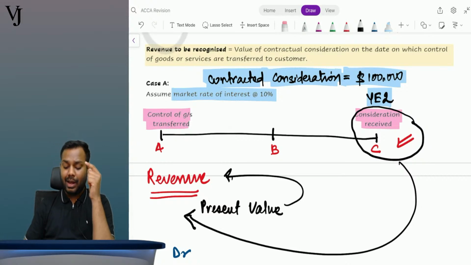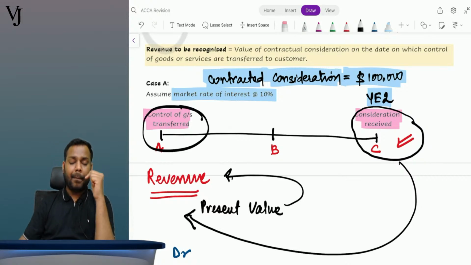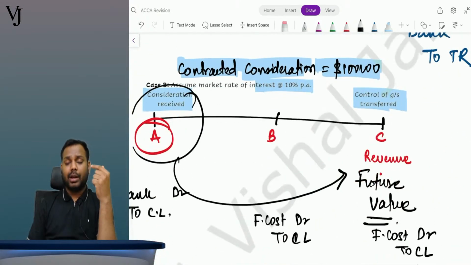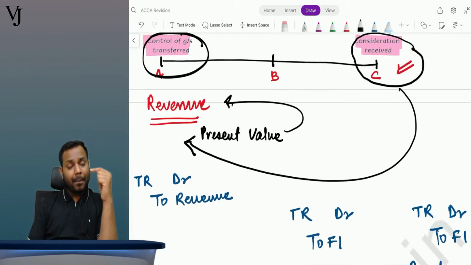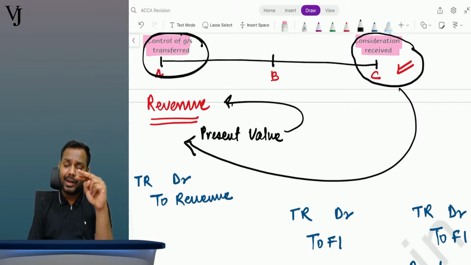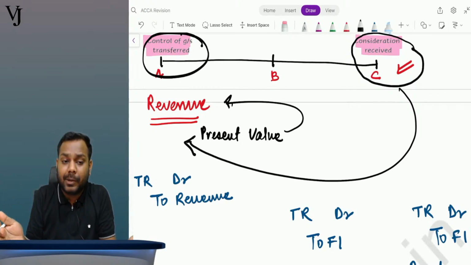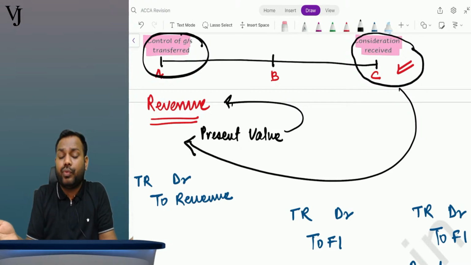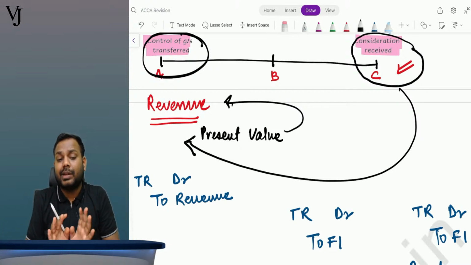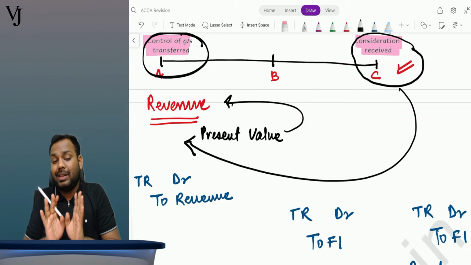In case A, the entity transferred the goods but provided a benefit of financing to the customer. In case B, the customer paid in advance, right? So the customer provided the benefit of financing to the entity. But in both the cases, who is passing the journal entries? In whose books are we discussing? We are discussing in the books of the entity.